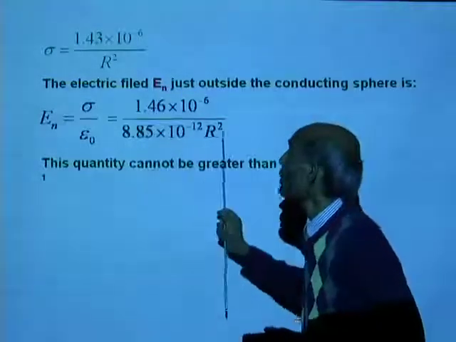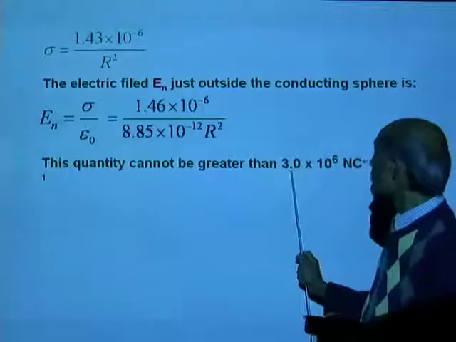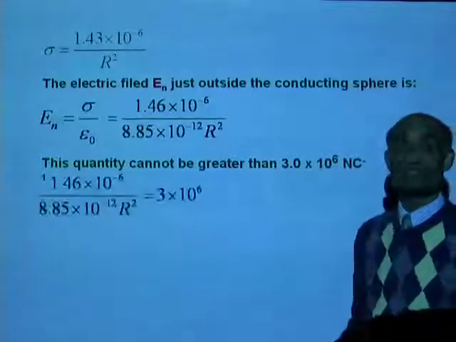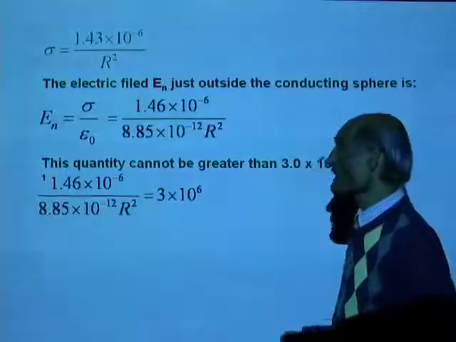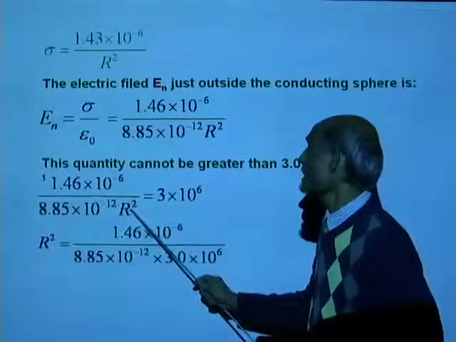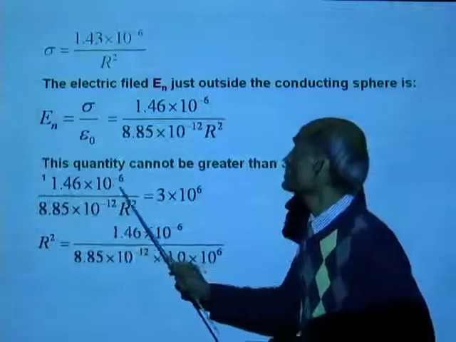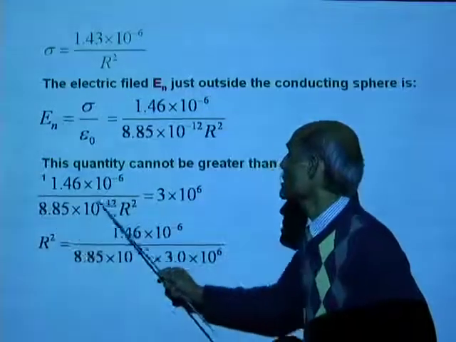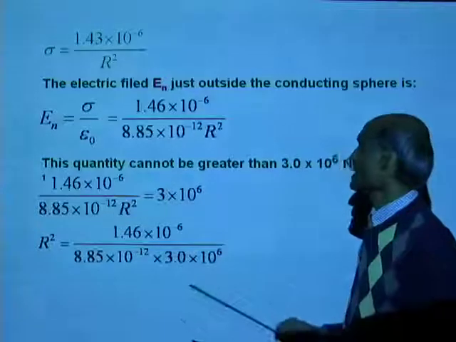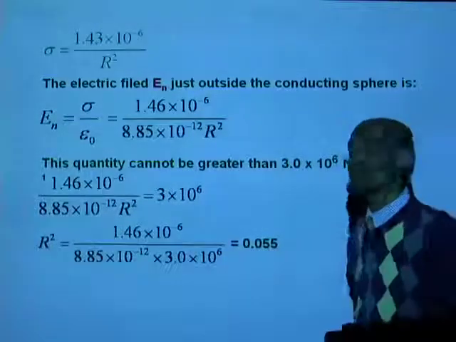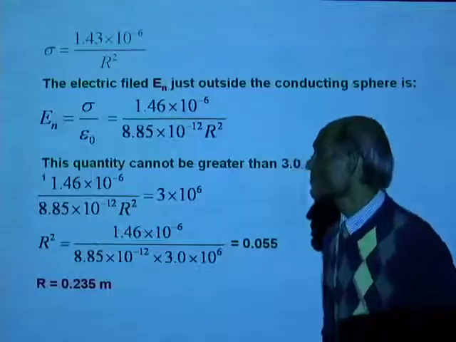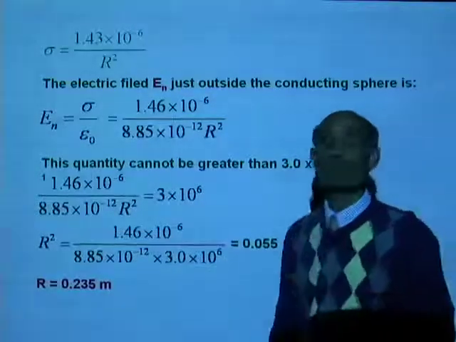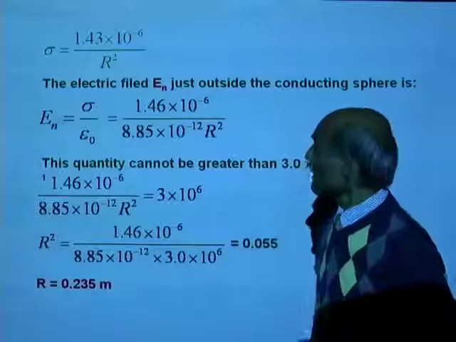So we take this quantity and set it equal to 3 times 10 to the 6 and then solve for r. That's a very simple equation. We can solve r squared equal to this quantity divided by this number times this number, and that will be 0.055, or r equal to 0.235 meter. Okay, that's been a good problem.